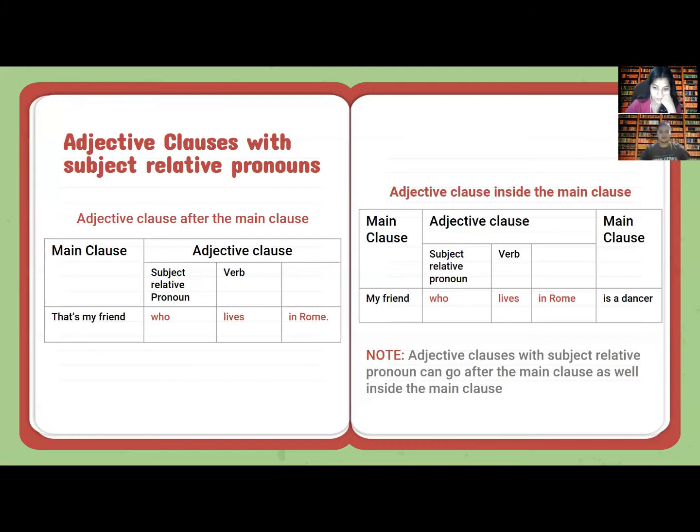Some important things we have to know about adjective clauses is that the adjective clause, as I said before, can go after and in the middle of the main clause. Also, we have to know that with adjective clauses with subject relative pronouns, the subject relative pronoun has the same form whether it refers to a singular or plural noun or a male or female noun. Also, the verb in the adjective clause is singular if the subject relative pronoun refers to a singular noun. It's plural if it refers to a plural noun. Next, please.